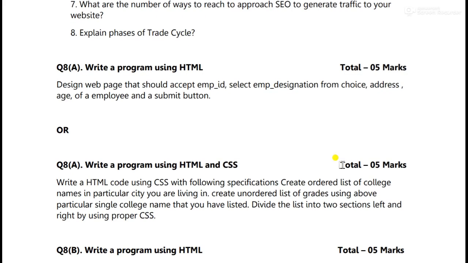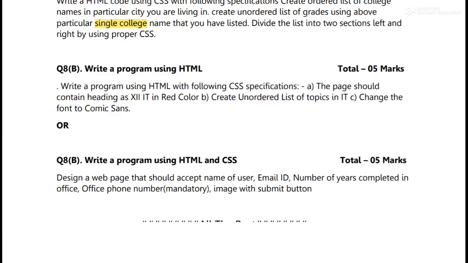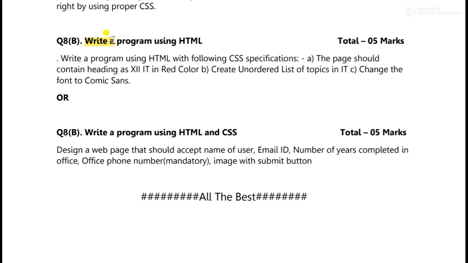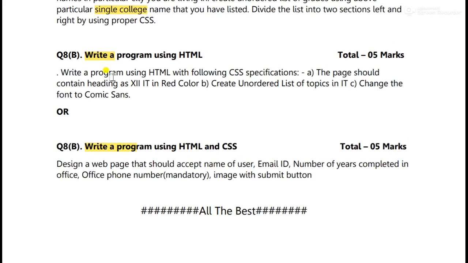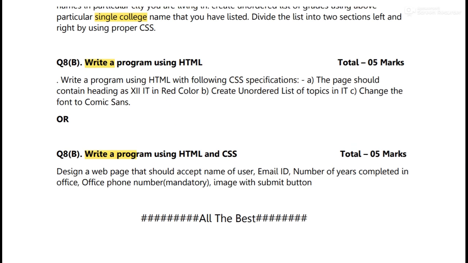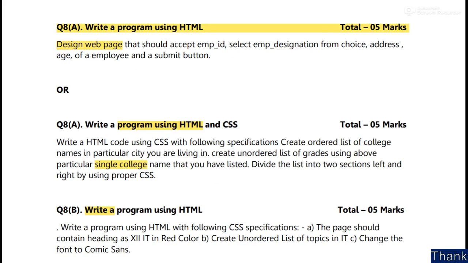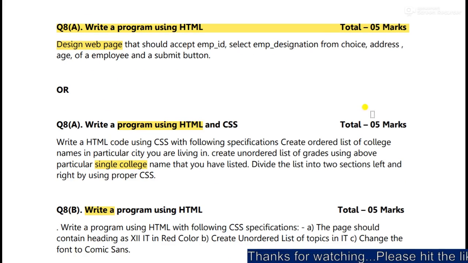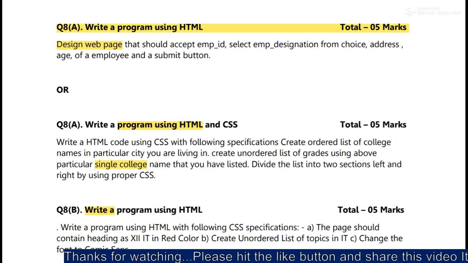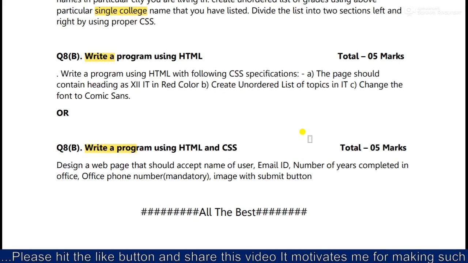Then programs are there. Write a program using HTML, again 5 marks, where you write either this question or this question. Then again you write either this question or this one. In both you have to write one. One includes CSS, CSS plus HTML, and this is only plain HTML. This or this. So 5 marks from both, 1 from each, so 10 marks again.